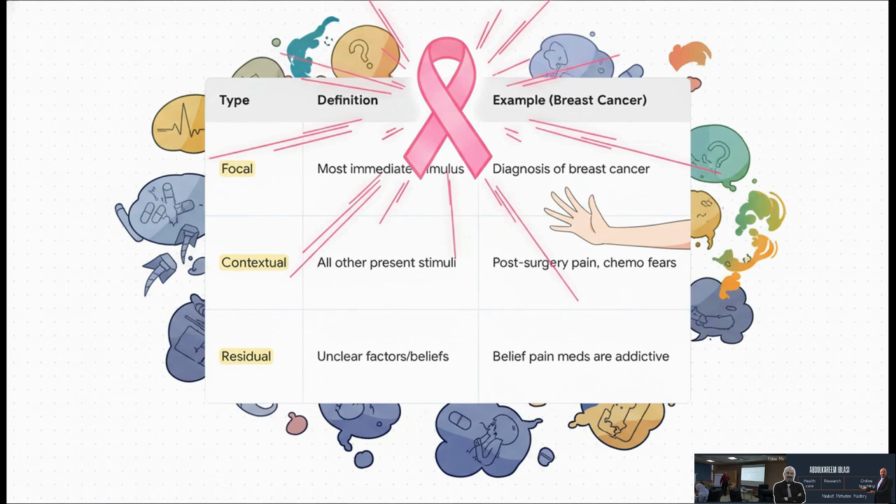The focal stimulus is the main event, right? The cancer diagnosis itself. Then you have contextual stimuli, all the other stuff going on, like the pain from surgery or worrying about hair loss. And then there's residual stimuli. These are the underlying beliefs or past experiences, like a fear of getting addicted to pain meds. A great nurse learns to see all 3.